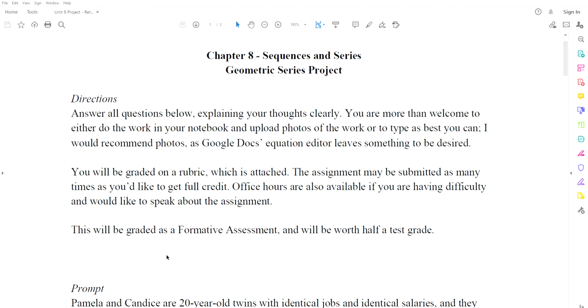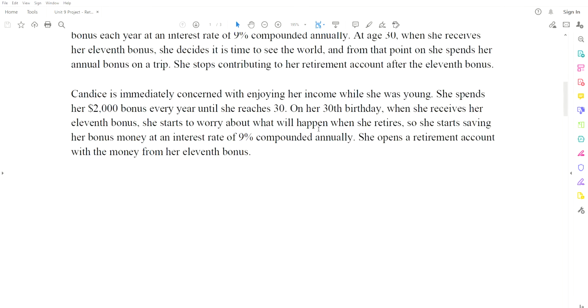I'm assuming you've read this first page already. If you haven't read this first page, you should probably pause the video and do so, because we're going to be referencing it a lot. You need to have read it. We're going to start with the questions. Those start on the second page.